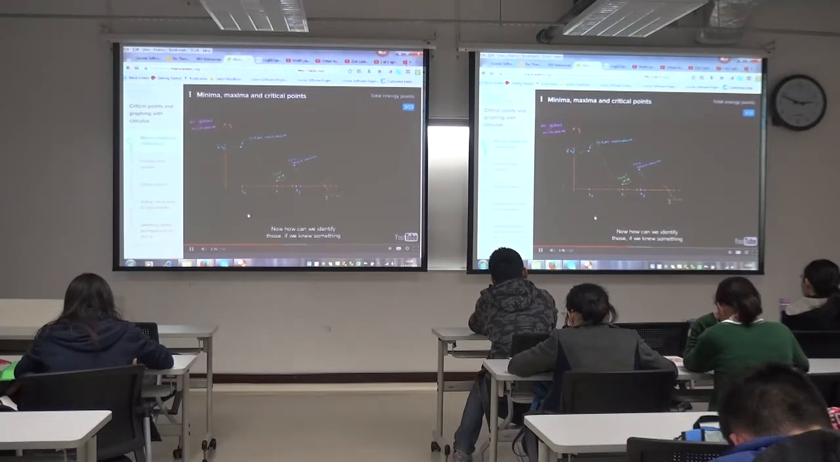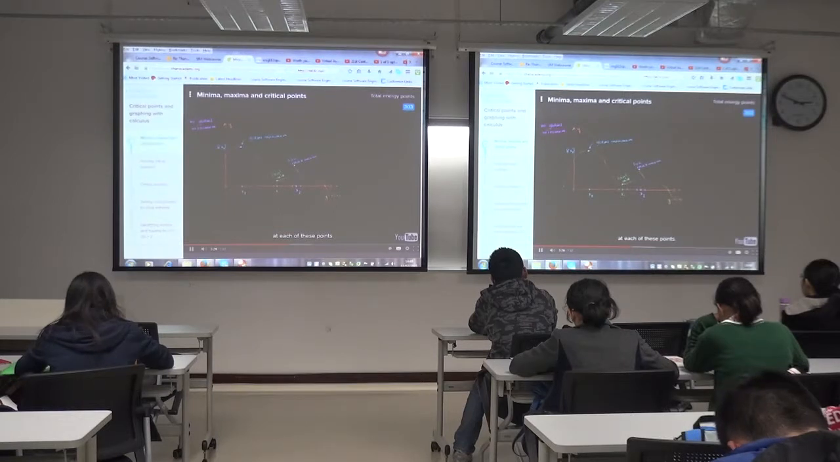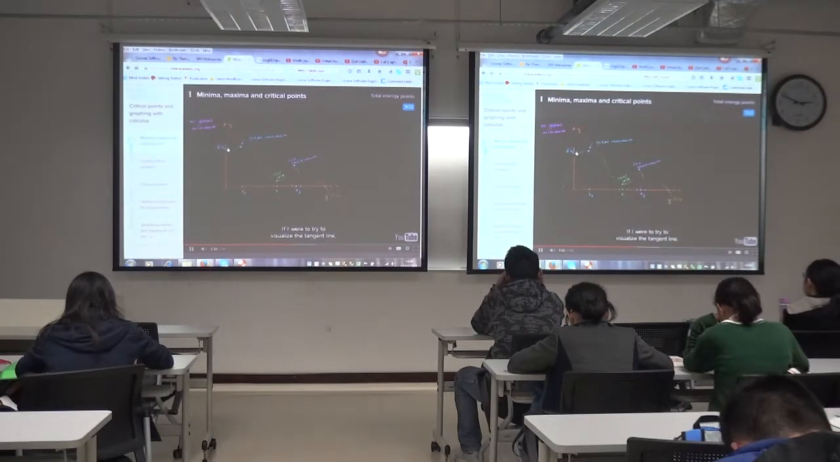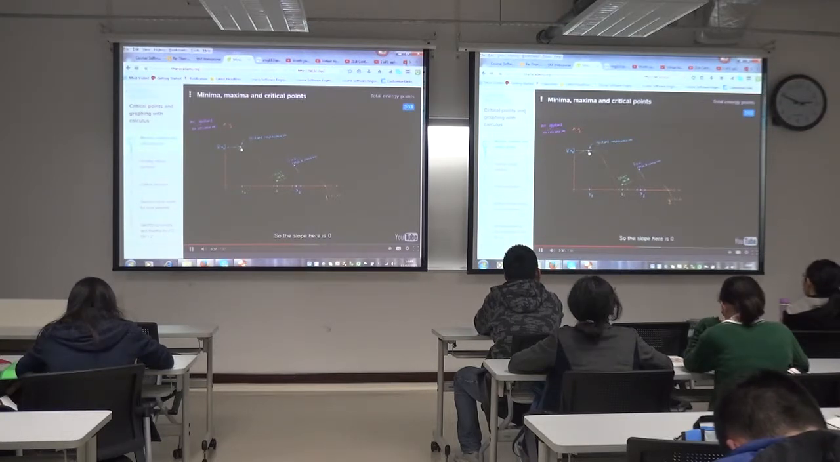Now, how can we identify those if we knew something about the derivative of the function? Well, let's look at the derivative at each of these points. So at this first point right over here, if I were to try to visualize the tangent line, it would look something like that. So the slope here is 0.